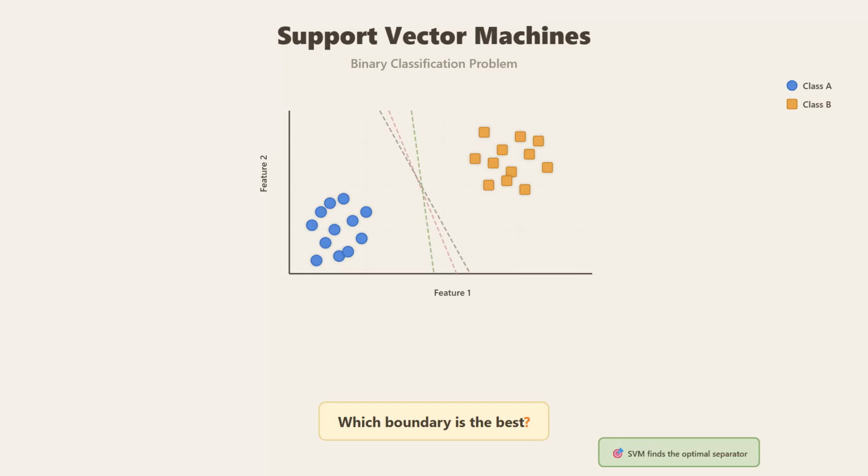As you can see, there are multiple possible decision boundaries we could draw. Each dashed line represents a valid separator that correctly classifies all the training points. But which one would perform best on new, unseen data? This is exactly the question that SVMs answer in a mathematically elegant way.